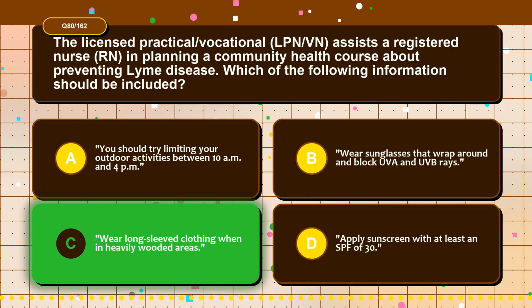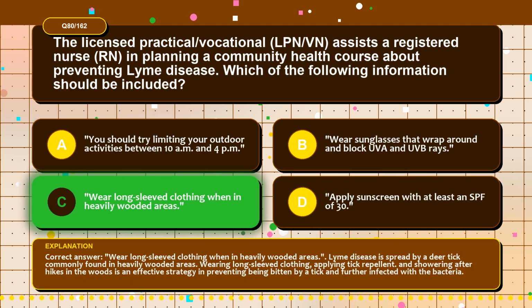The correct answer is option C. Wear long-sleeved clothing when in heavily wooded areas. Lyme disease is spread by a deer tick commonly found in heavily wooded areas. Wearing long-sleeved clothing, applying tick repellent, and showering after hikes in the woods is an effective strategy in preventing being bitten by a tick and further infected with the bacteria.